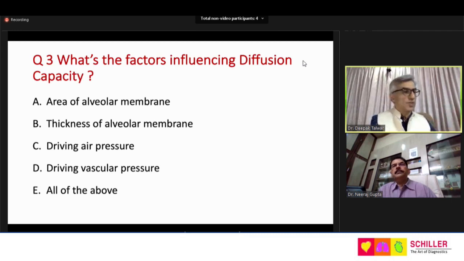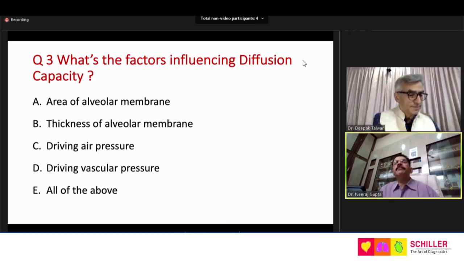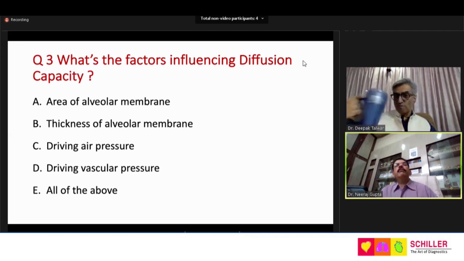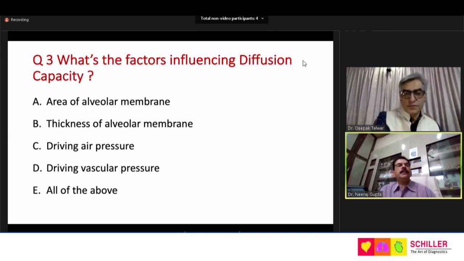That brings us to question number 3, and I move over to Dr. Neeraj. So it's like a pre-test, and we'll definitely have a post-test also after Dr. Deepak's talk. Question number 3: what are the factors influencing diffusing capacity? Is it the area of the alveolar membrane, the thickness of the alveolar membrane, the driving air pressure, the driving vascular pressure, or all of the above?